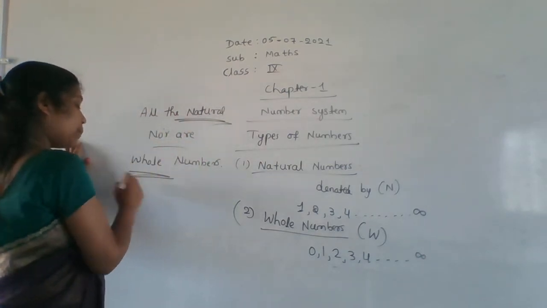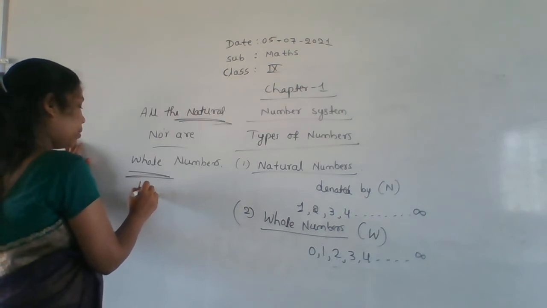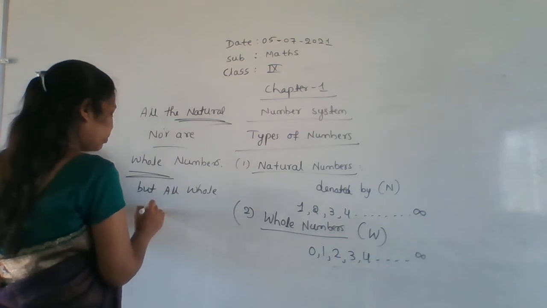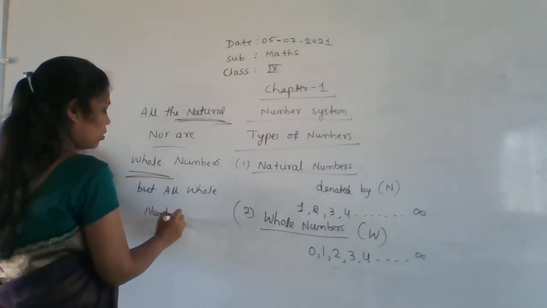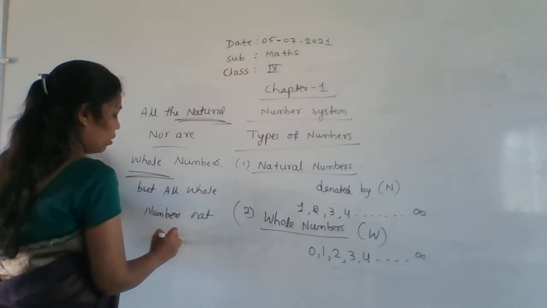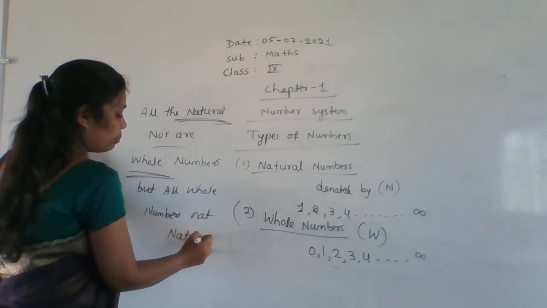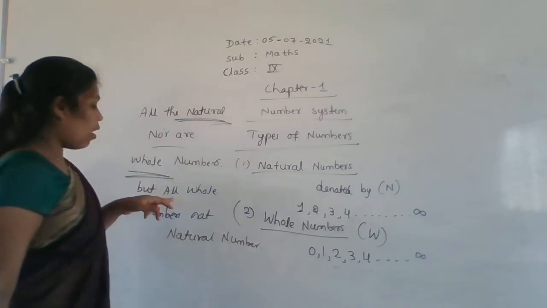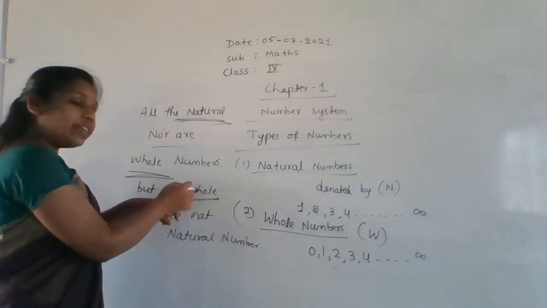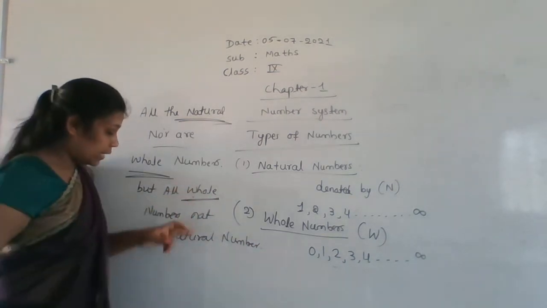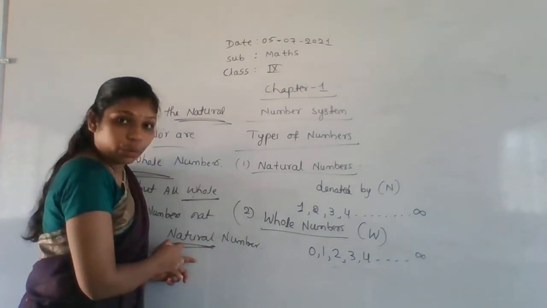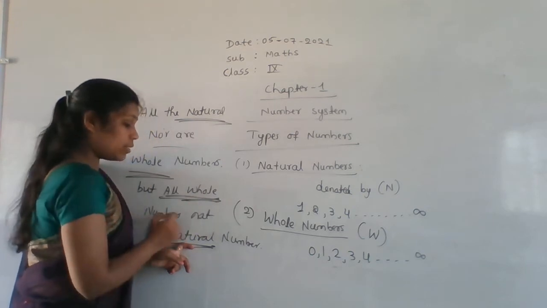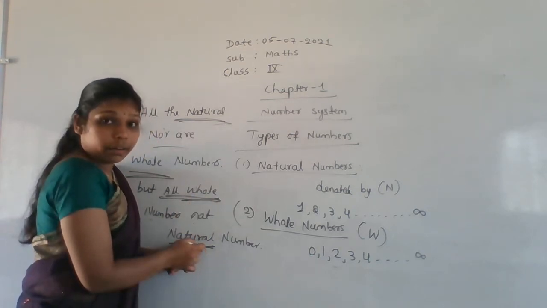But as the reverse part, see here, all whole numbers are not natural numbers. Why? Because in natural numbers, 0 is not there. Whole numbers means we are having the 0 also here, but in natural numbers we don't have a 0. Right? So for that reason we can say here, all whole numbers are not natural numbers.